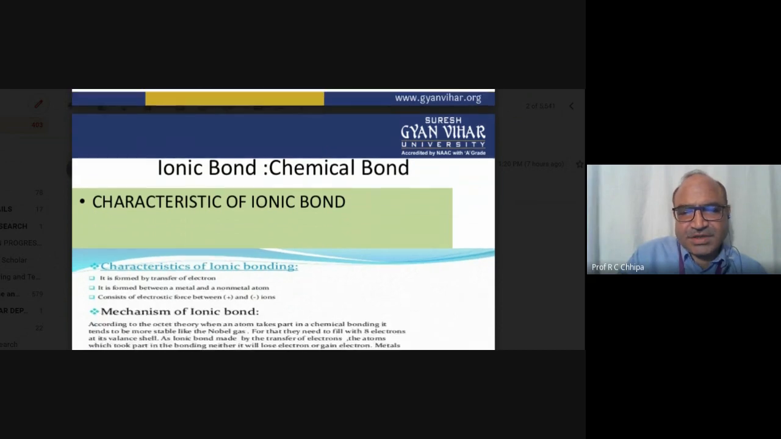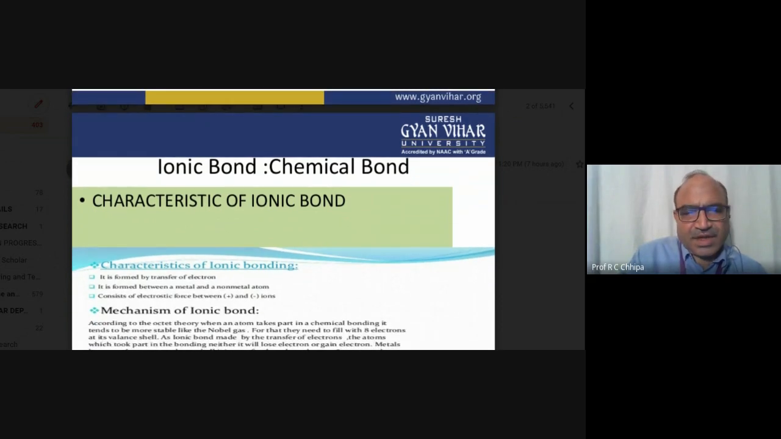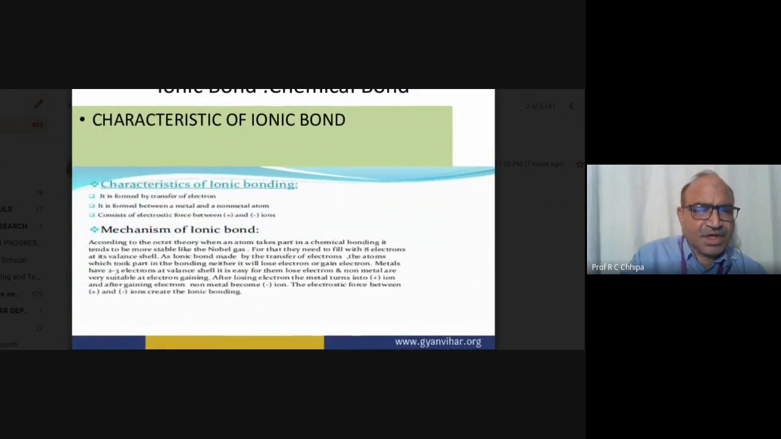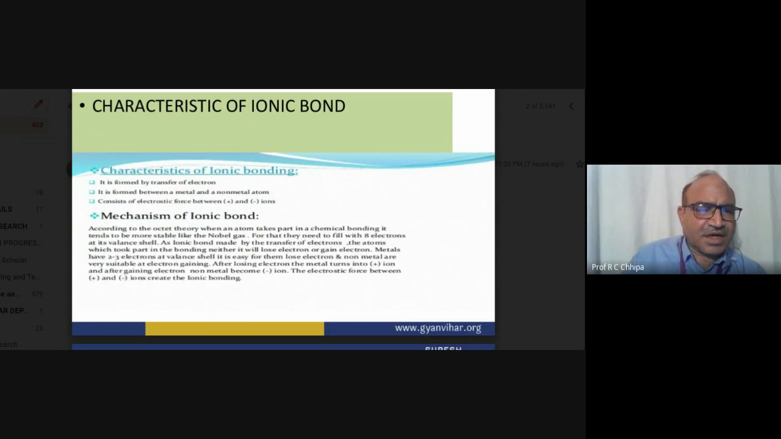Now, the characteristics of these ionic compounds are as follows. It is formed by the transfer of electron. I have already discussed this, and there is a lot to discuss about the transfer of electron. It is formed between a metal and a non-metal. This is also a very specific characteristic, because when we see the periodic table, where are the non-metals arranged and where are the metals arranged? Easily we can find out in the periodic table. Here the left side is generally metal. What are those? Alkali metals as well as alkaline earth metals.